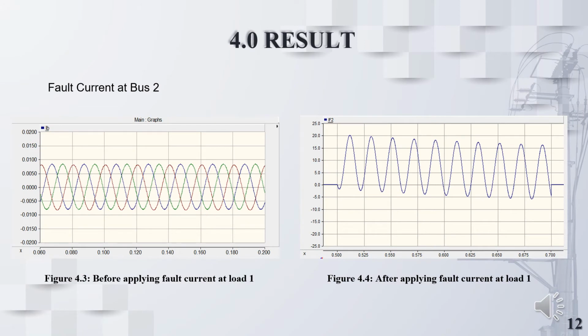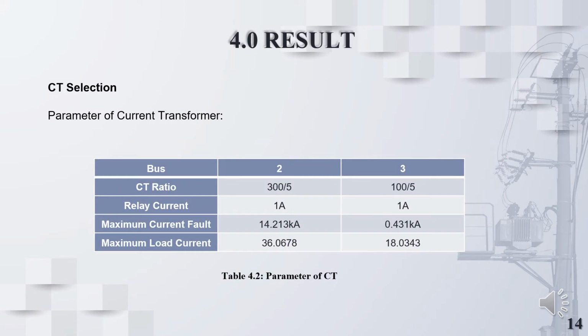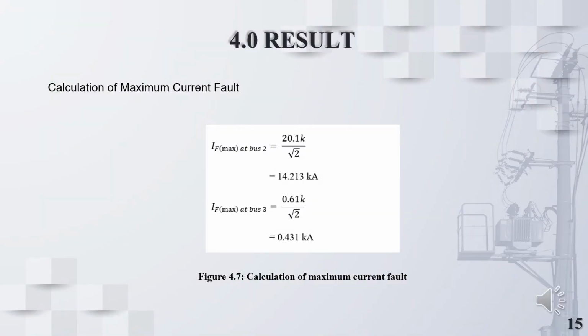These are the graphs obtained for fault current in bus 2. The graph shows before and after applying the fault current at load 1. Next are the graphs obtained for fault current in bus 3. Next are the parameters for the current transformers. The maximum fault current and maximum load current can be obtained from the calculation. This is the calculation for maximum fault current at bus 2 and bus 3.